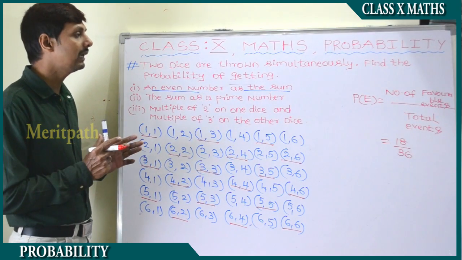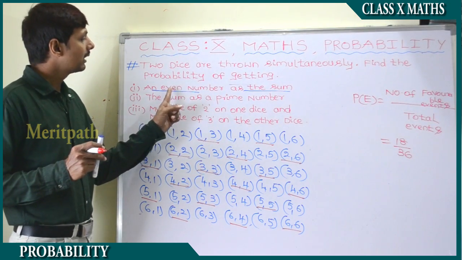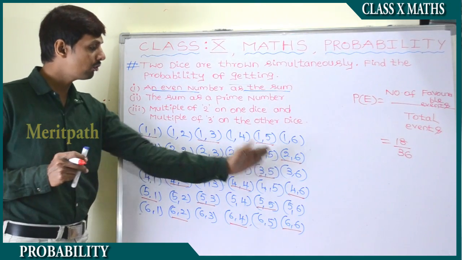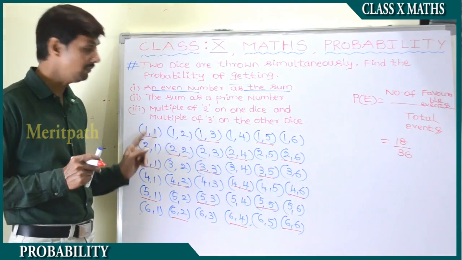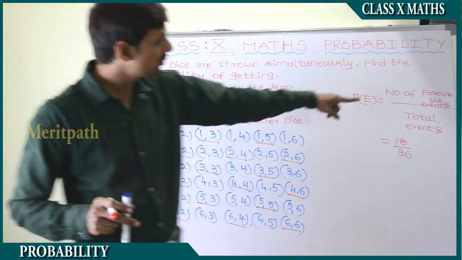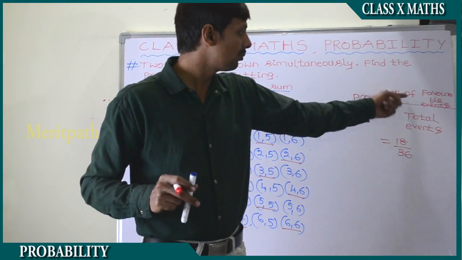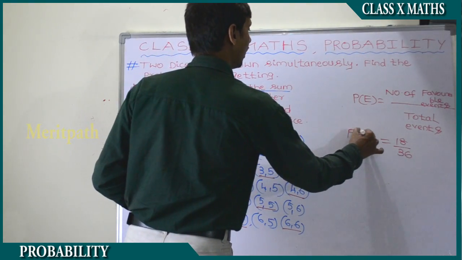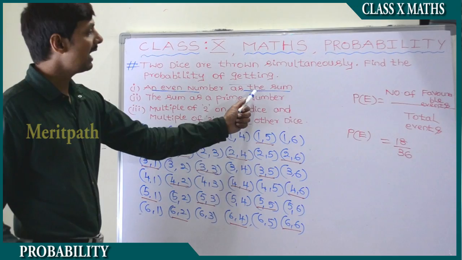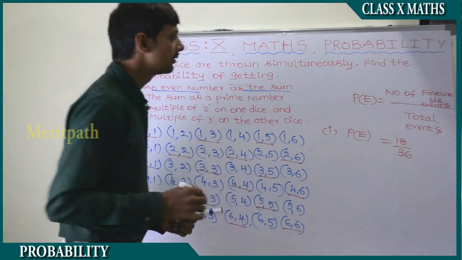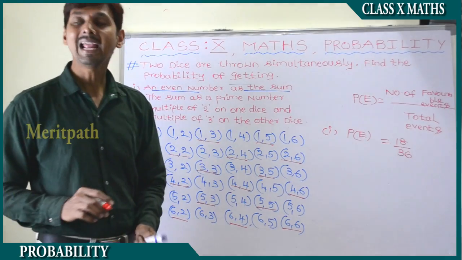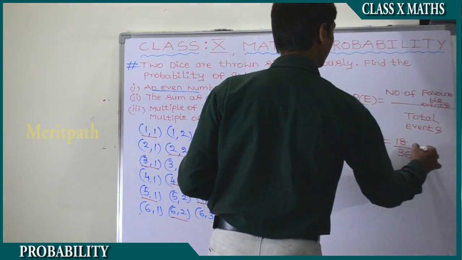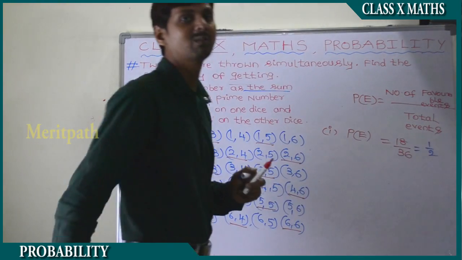Out of these 36 events, the even number as a sum is 18 events. We counted all those which are even numbers as a sum, and we got 18 events. So the number of favorable events is 18. The total number of events is 36, and that is the probability of an event which is an even number as a sum. This is the first one. So 18 divided by 36. Let's cancel this: when we cancel, we get 1 divided by 2.